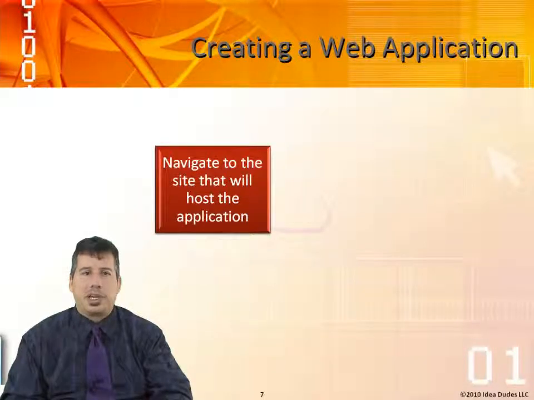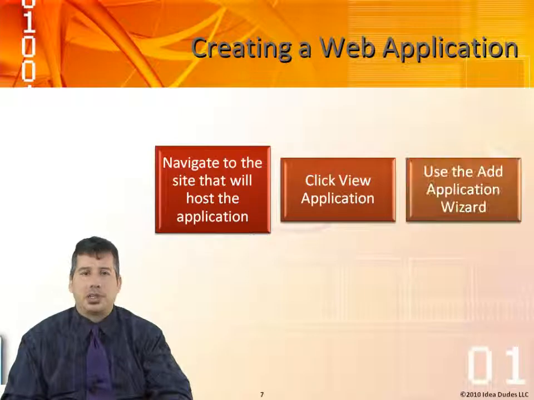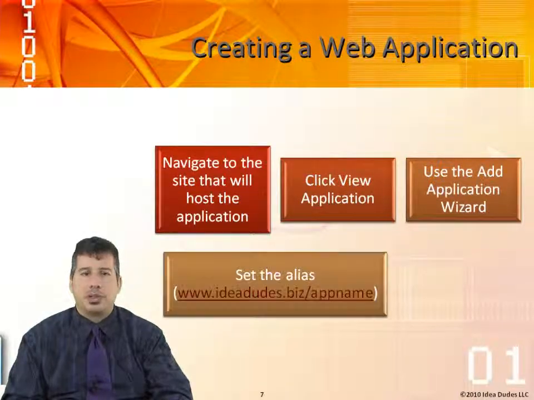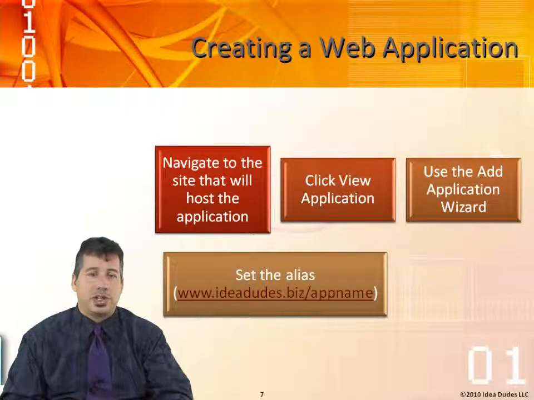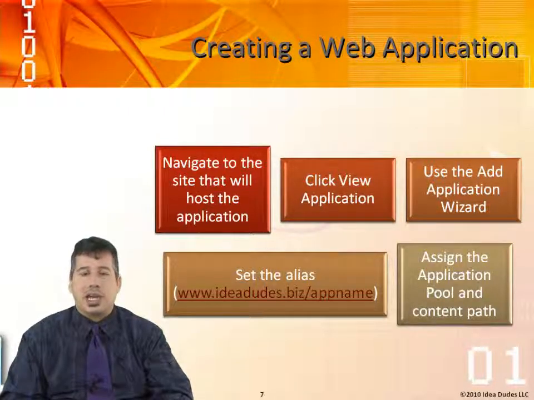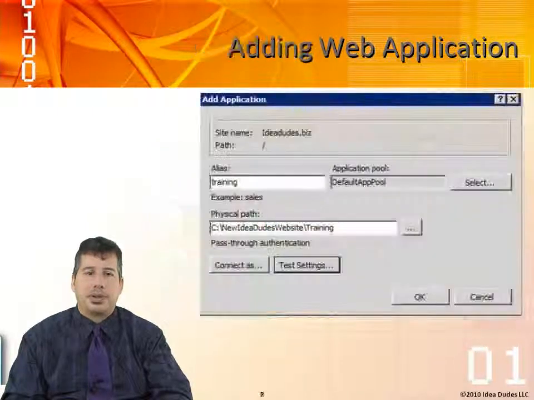Now, to create a web application, you can navigate to the site that will host the application, click View Applications, and then use the Add Application Wizard. You can set the alias like www.ideadudes.biz/app-name. When you get a chance, take a look at the demo, because I've actually created an application called Future Value. That way you can see what your 401k is doing at 2%. Assign the application pool and the content path.